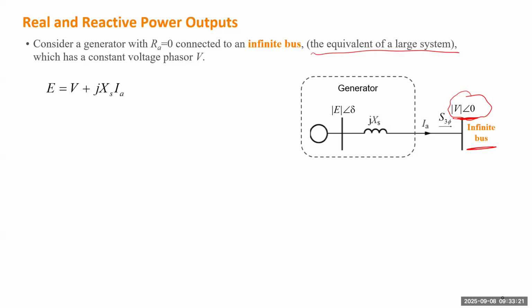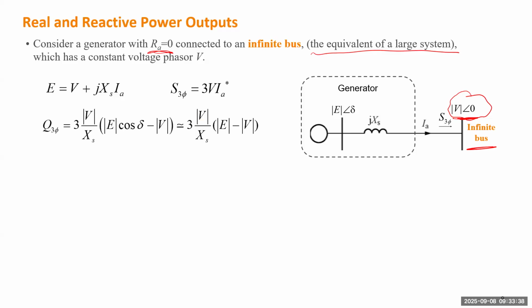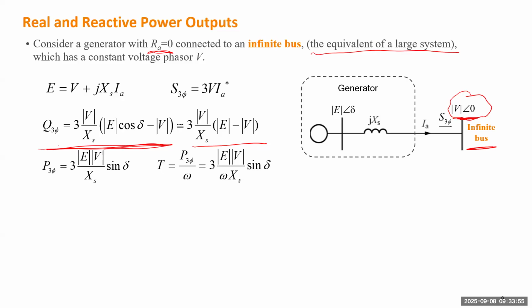So we start from this equation. For this case, we can just assume the resistance to be 0. The complex power will be 3 times the voltage times the conjugate current. So the reactive power, the accurate reactive power, will be this formula we proved in the previous session. If the delta angle is small, it can also be approximated by this formula. This is the active power. Always remember adding this 3, because here we study a 3-phase generator.